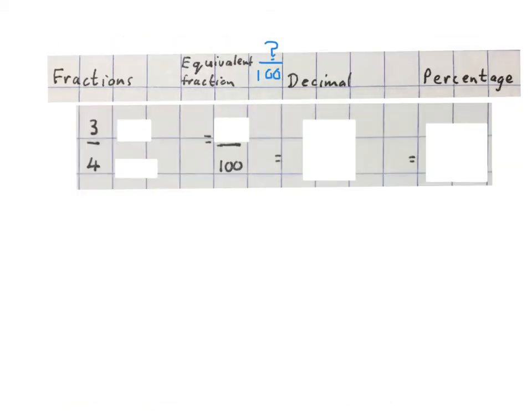Let's convert the 3/4 to an equivalent fraction out of 100, then to a decimal, and then to a percentage.